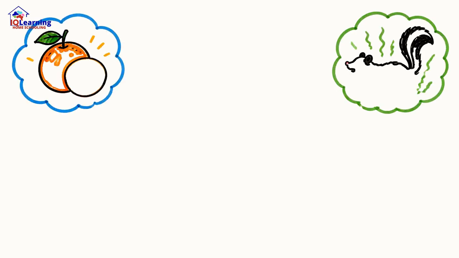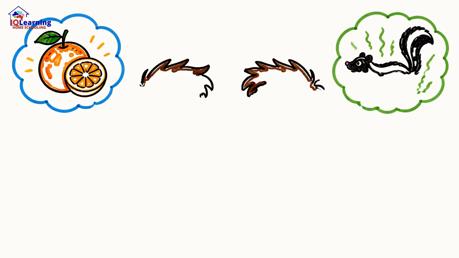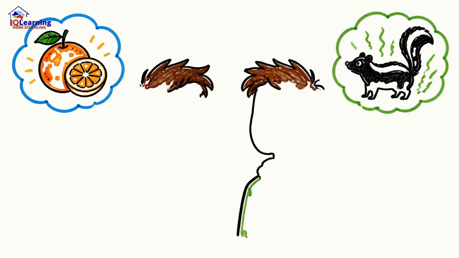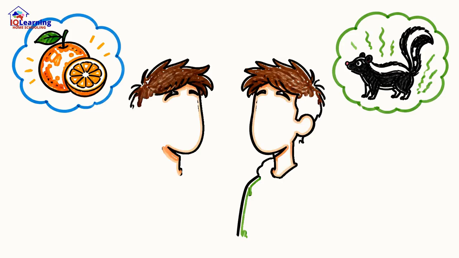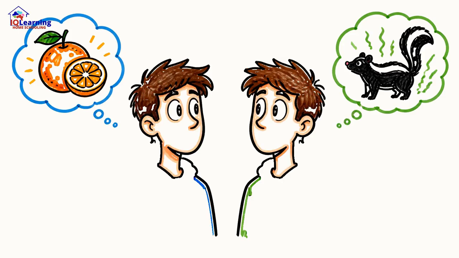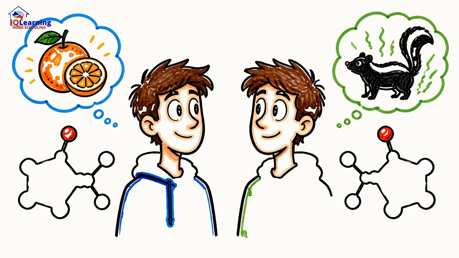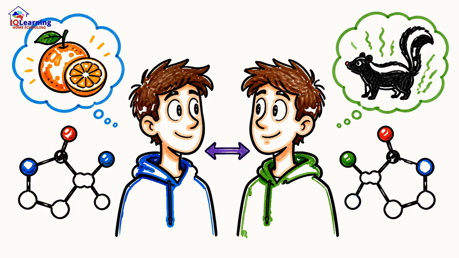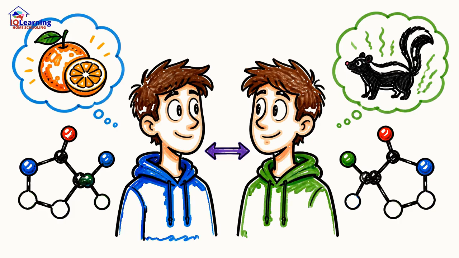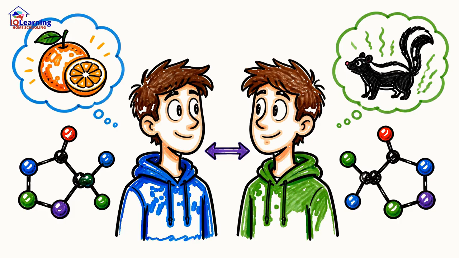What a doppelganger! A person who looks exactly like you, but is a completely different individual. In the world of chemistry, molecules have their own versions of this phenomenon. It's called isomerism, and it's the reason why a molecule can smell like sweet oranges or, well, like a skunk, even if it's made of the exact same atoms.